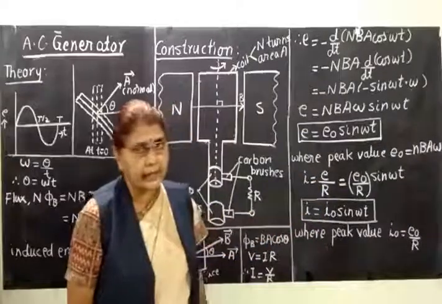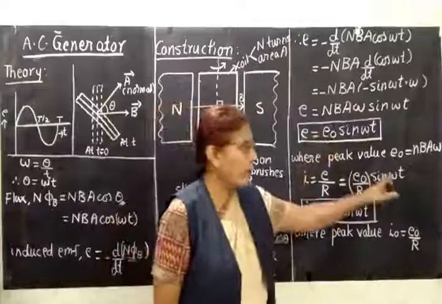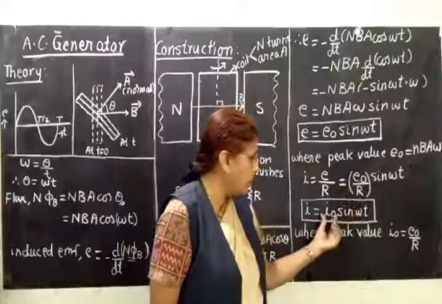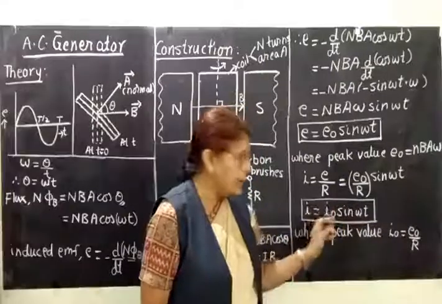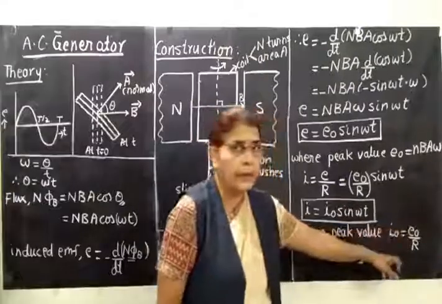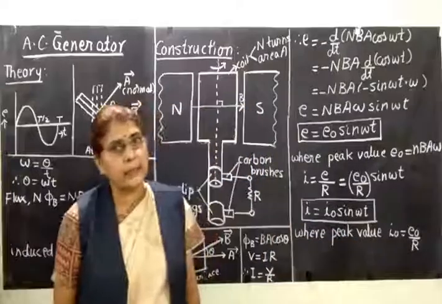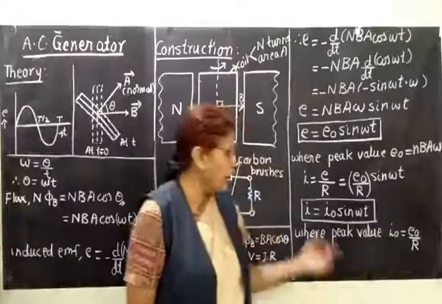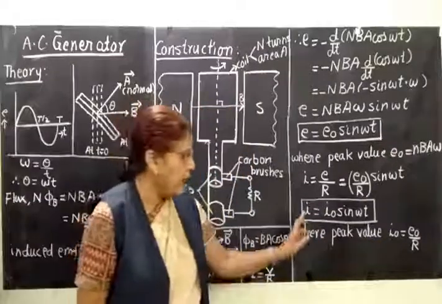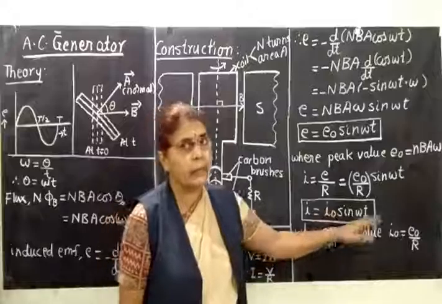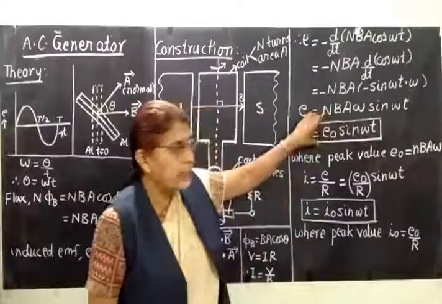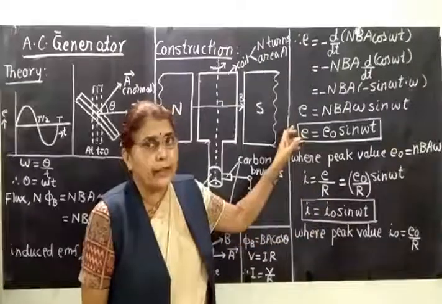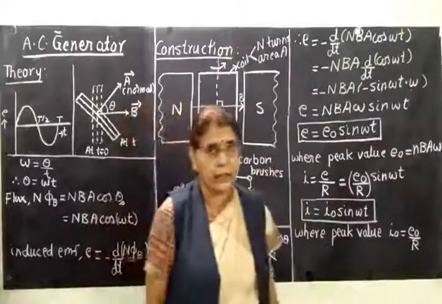Put the value of E and simplify. E is E0 sin omega t divided by R. So what is E0 upon R? E0 upon R we shall denote as I0. So I0 is equal to E0 upon R. So this I0 is the maximum value of induced current, and we call it the peak value of the current. So the final expression for induced current is I is equal to I0 sin omega t. So this is induced EMF and this is induced current. So these are the expressions for EMF and current induced in a coil.